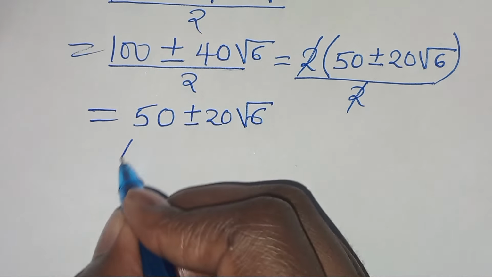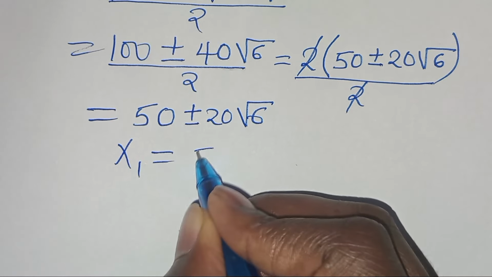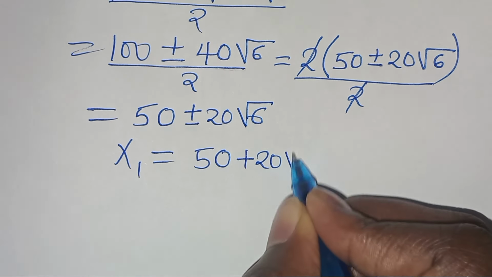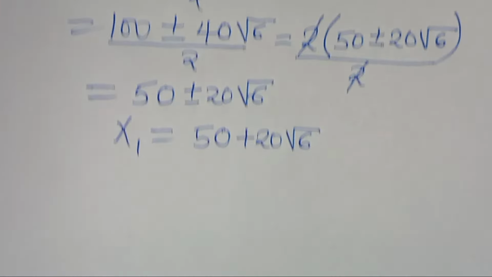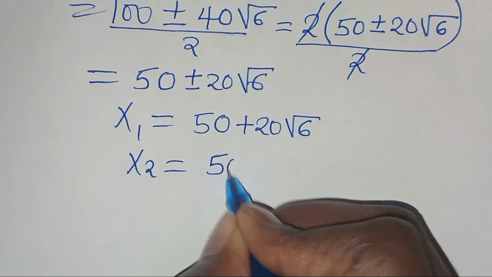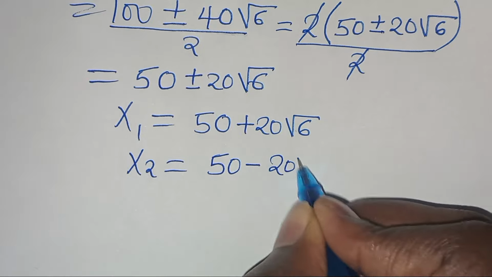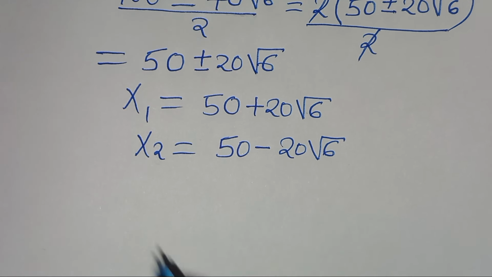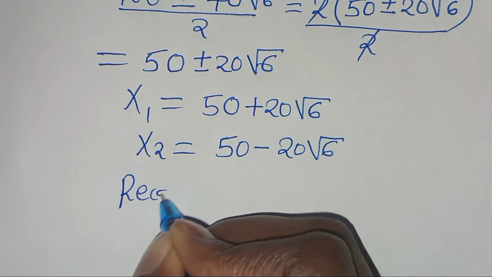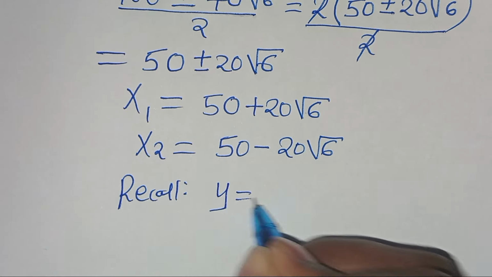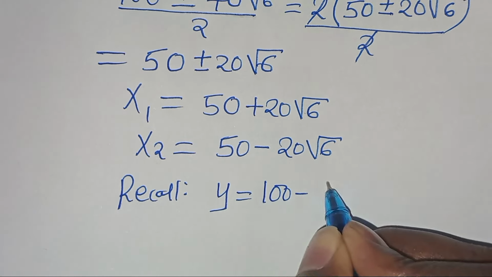So we have x1 is equal to 50 plus 20 square root of 6, and we have that x2 is equal to 50 minus 20 square root of 6. So we can solve for the corresponding values of y. If you recall from equation 3, we have that y is equal to 100 minus x.